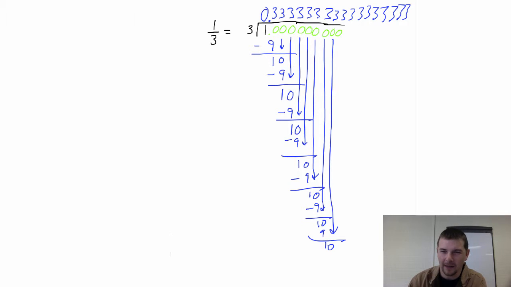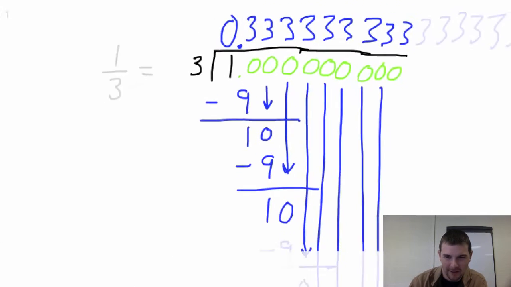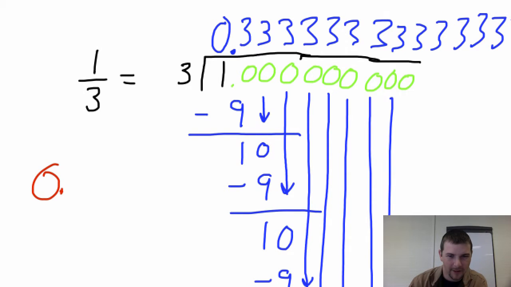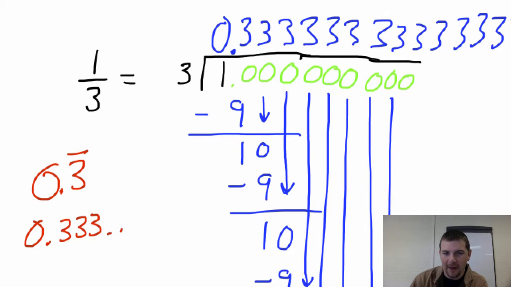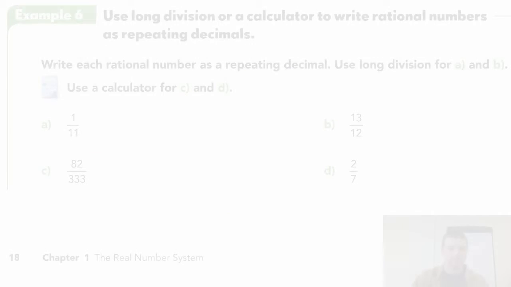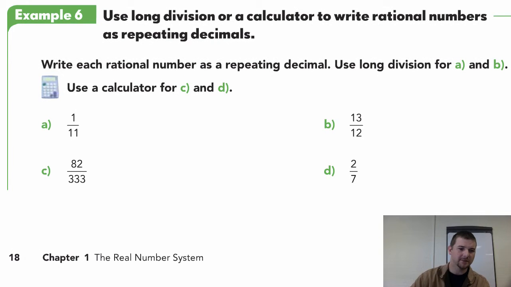0.333. Right away, we notice a pattern. This could be written as 0.3 with a bar over the top. That means 0.333, and the pattern continues. Both adequate ways to represent this 0.333333 indefinitely.